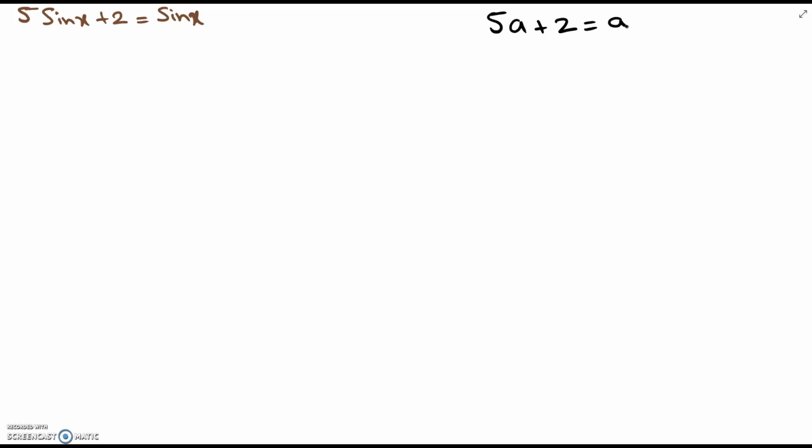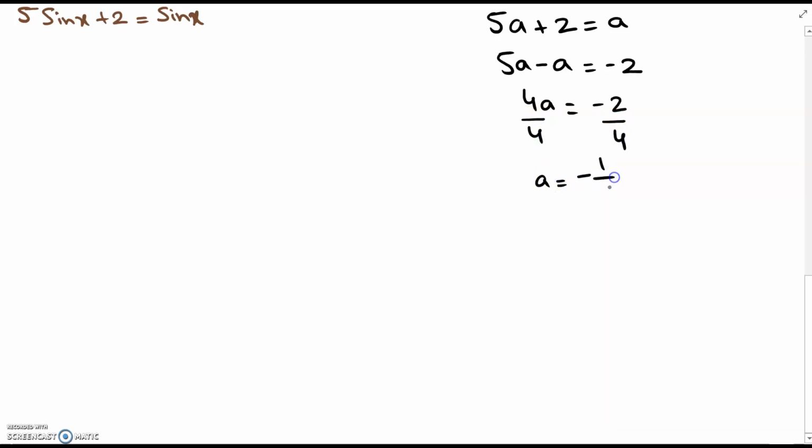Alright, so what do you do? First, you combine the a values. It's going to be 5a minus a, and you take 2 to the other side. It's going to be negative 2. Correct? 5a minus a is going to be 4a equals negative 2, and then to find the value of a, divide by 4 on both sides, and you will get a equals negative 1 over 2. Right?